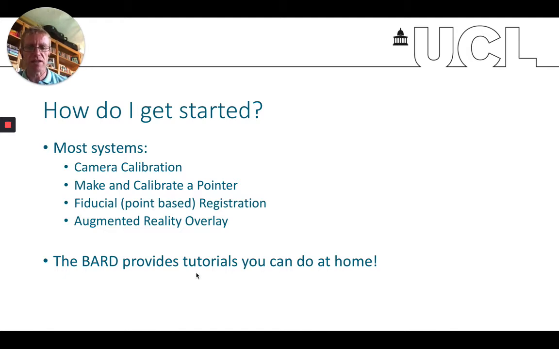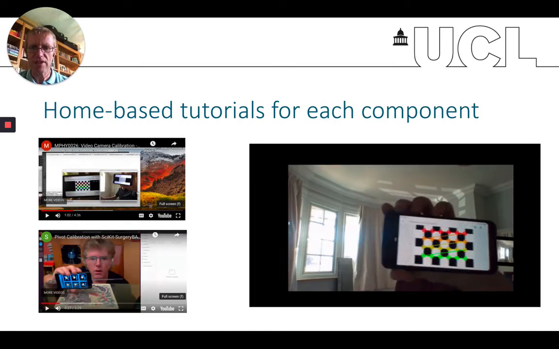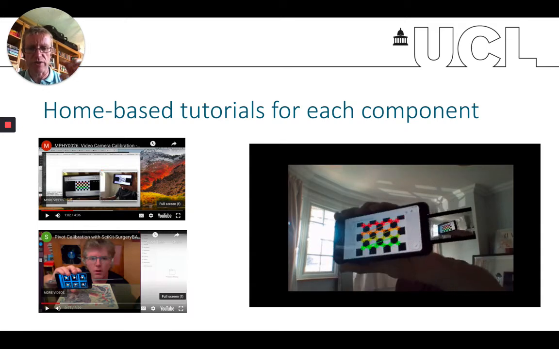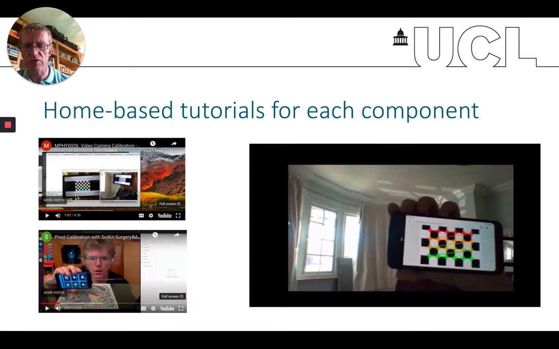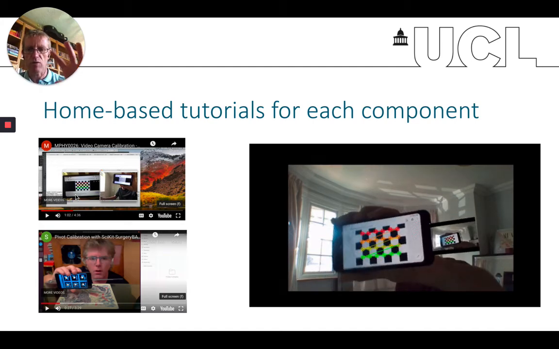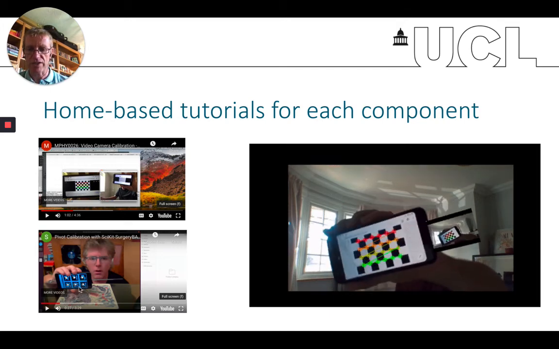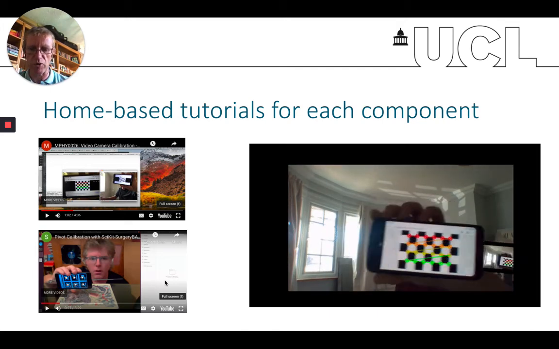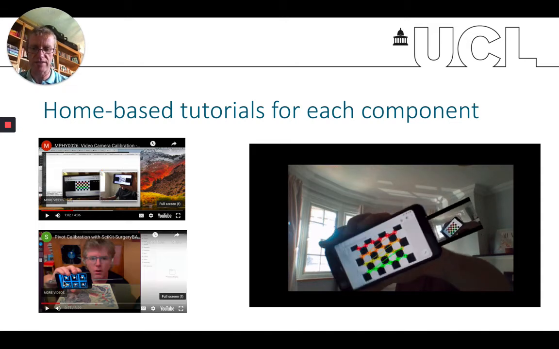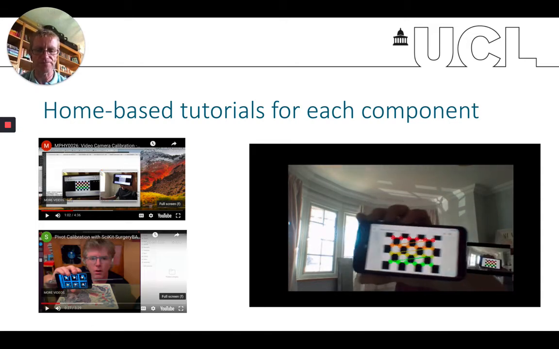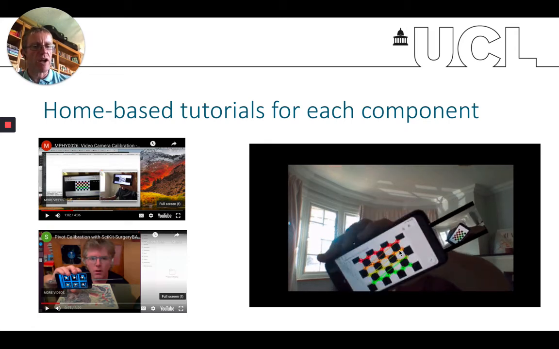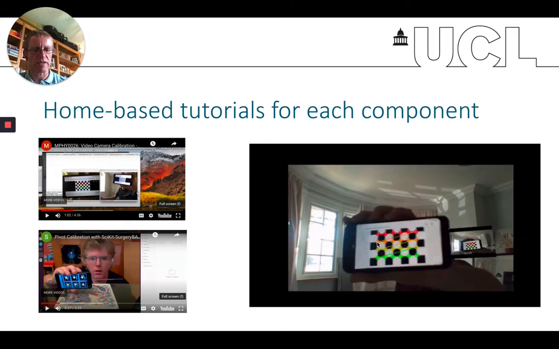So this BARD provides tutorials that you can do at home. We developed them during the pandemic, so they had to be simple and doable at home with homemade stuff. We did this by breaking it down into each component part. So we have a separate tutorial on video camera calibration, where we're using our mobile phone to calibrate the laptop webcam. Similarly, we take a mobile phone and we make a pointer out of it, and then we demonstrate how you track that and calibrate that to make a calibrated pointer. And then we show how these pieces can be put together into an augmented reality display.